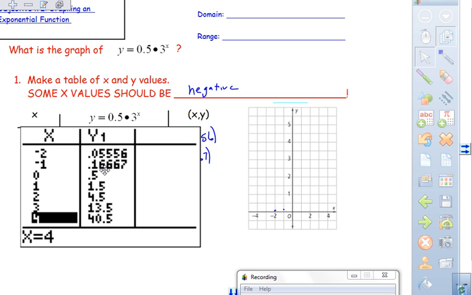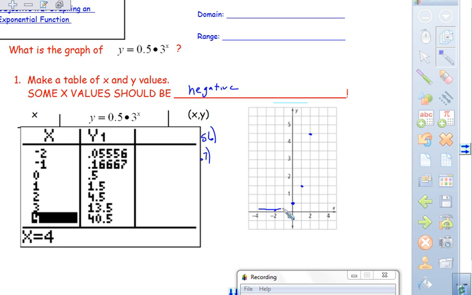So I'm just going to cover up my mess here. And you can just plug in your values or write them down. And I'm going to finish my graph. So at 0, I get 0.5. At 1, I get 1.5. At 2, I get 4.5. So notice how it starts getting bigger faster. And then 13.5 is off my graph.